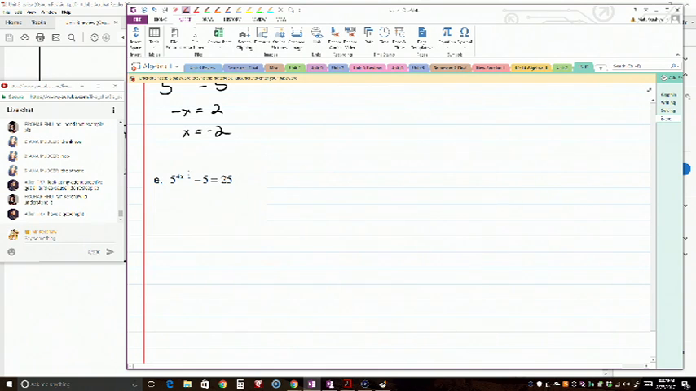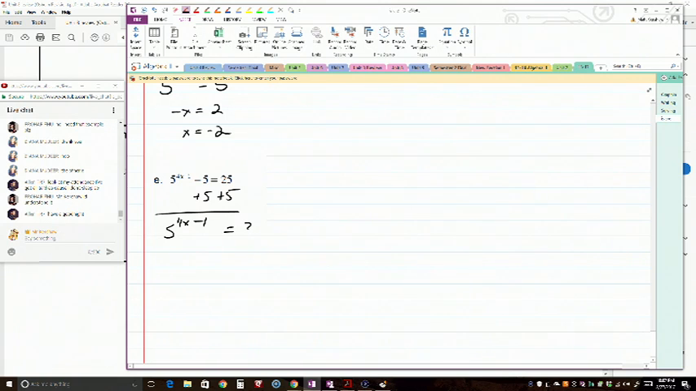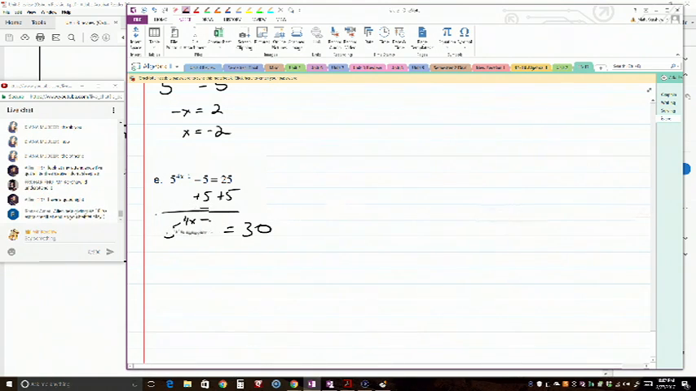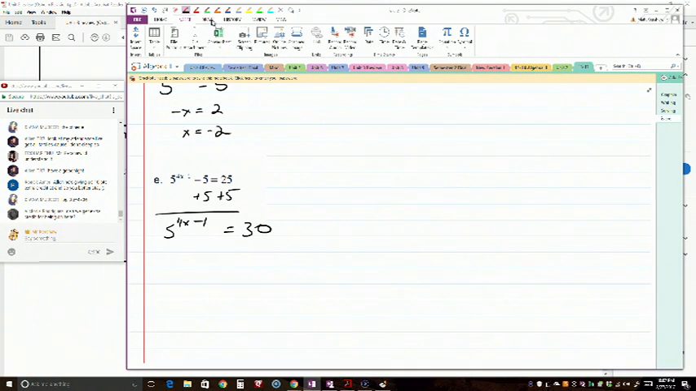All right, so we're going to add 5 to both sides, and this will be a good one for us to use the calculator. So we get 5 to the 4x minus 1 equals 30, and there's no way I can take 5 and raise it to a 30 with a base of 5. So when you're at this point, we take the log of both sides.